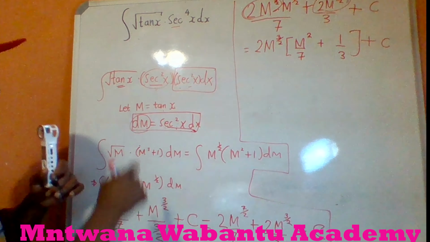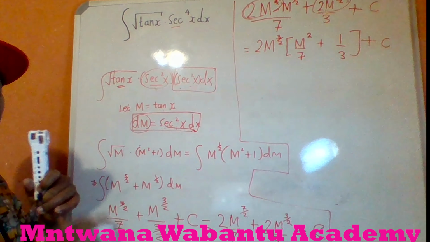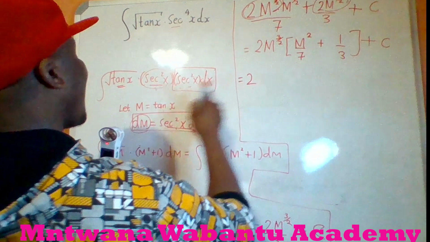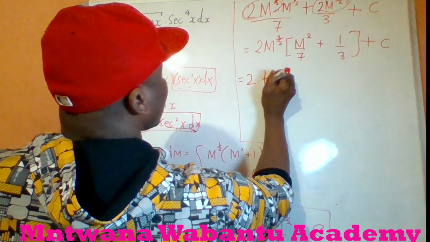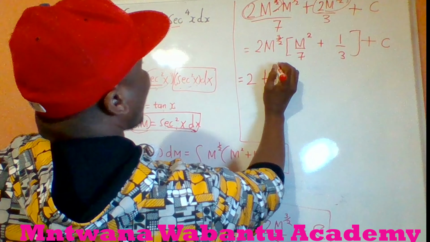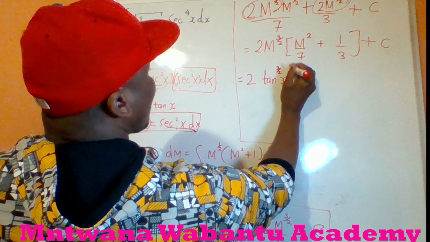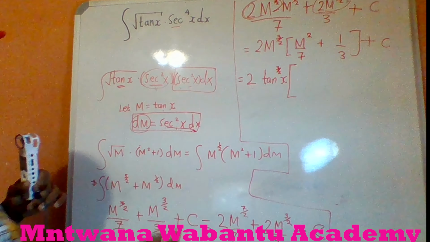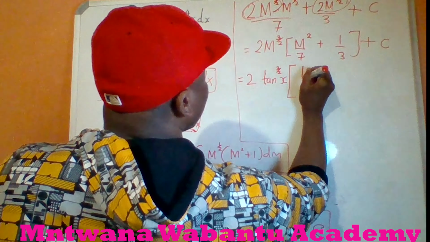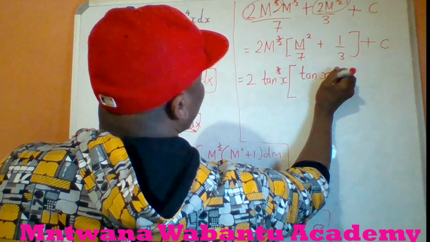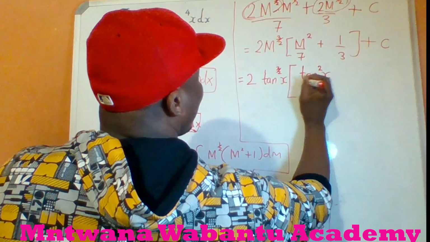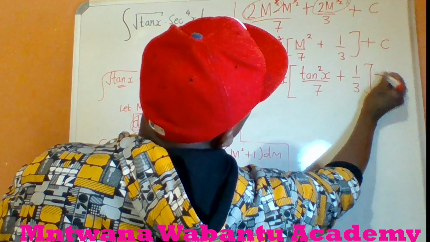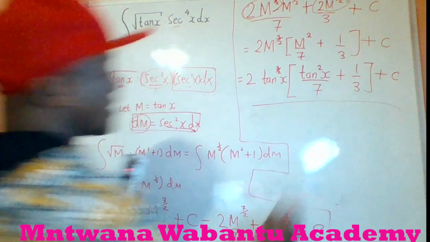So what is the value of m? M equals tan of x. So we can substitute, and that's going to be the final answer. So finally, 2, what is the value of m? Tan of x. So say tan of x, but what is the power? 3 over 2. For the bracket, what is the m? M is tan of x. So we're going to say tan x squared over 7, and then plus 1 over 3, and then plus our constant. And that's the final answer for this integral.